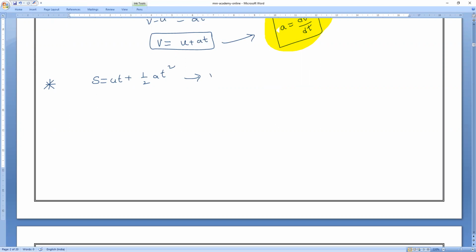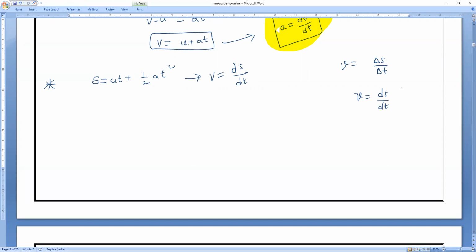Understand, Laksha? How to take it? Ds by dt. So velocity means ds by dt. We all know velocity is equal to delta s by delta t, or we can say v is equal to ds by dt. Yes or no? So that is what you have to remember.